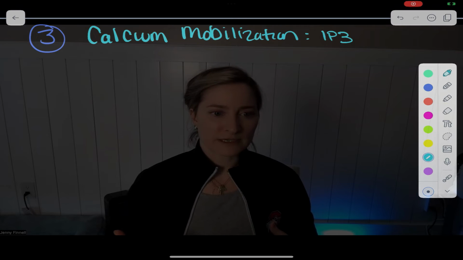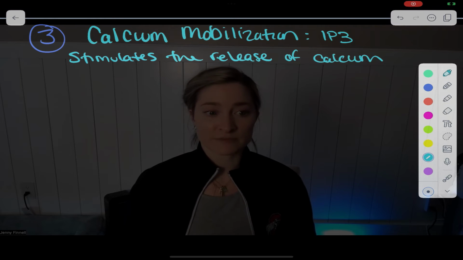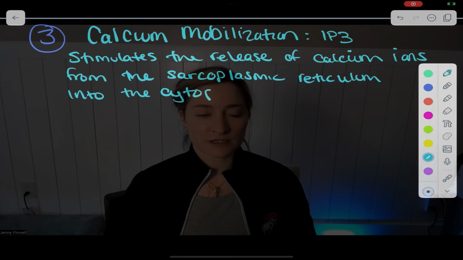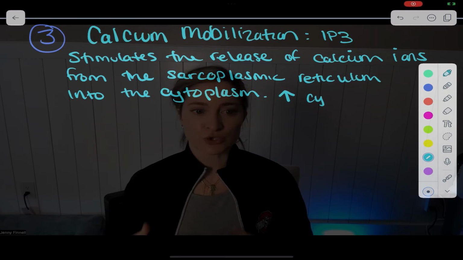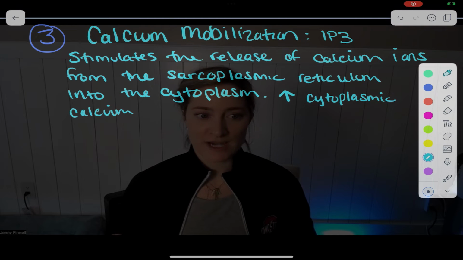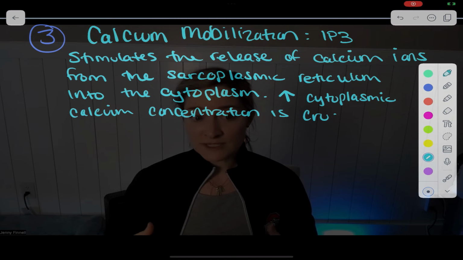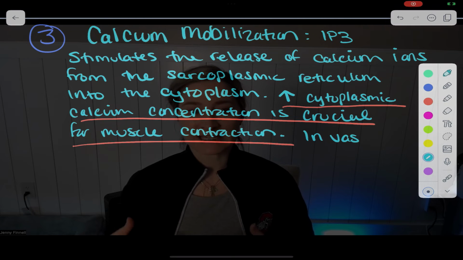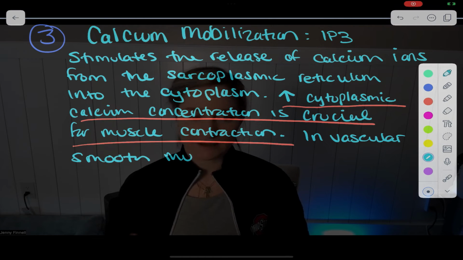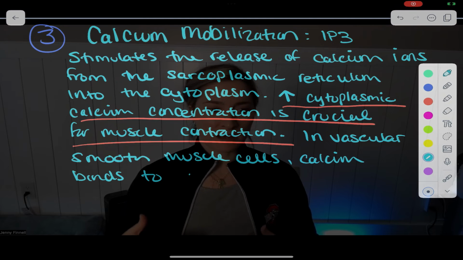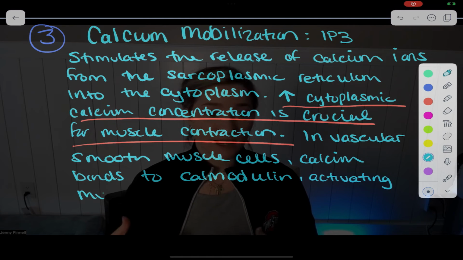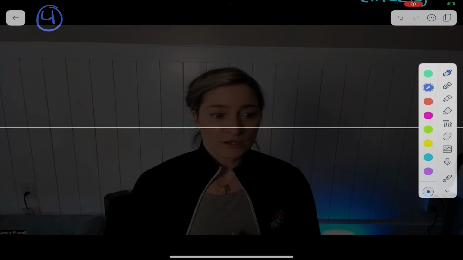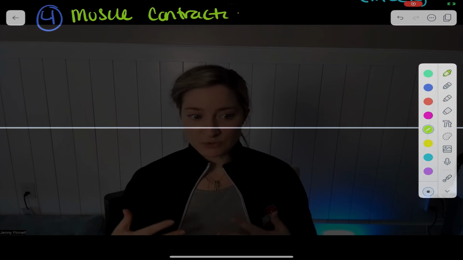IP3 stimulates the release of calcium ions from the sarcoplasmic reticulum into the cytoplasm. The increase in sarcoplasmic calcium concentration is crucial for muscle contraction. In vascular smooth muscle cells, calcium binds to calmodulin, activating myosin light chain kinase, abbreviated MLCK. Then finally, you have your muscle contraction.